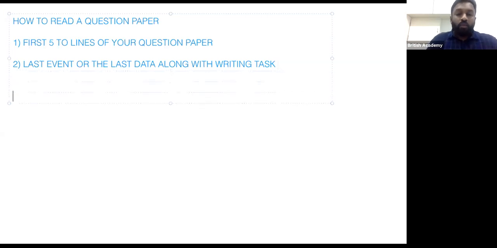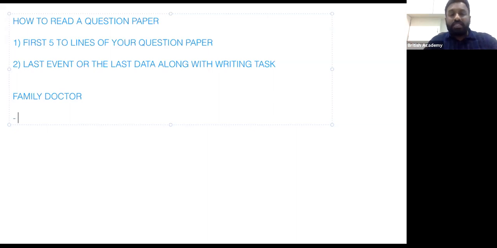Now, one more key piece of information I wish to discuss is when you're writing to a family doctor. Please understand, this is a key point. There may be multiple events, multiple dates given. You should not be scared by seeing a lot of dates together. Most people find it difficult when they see 10, 12 dates. They feel, how will I summarize this information? Keep yourself calm. Read the first 5 lines. Go to the last event. Read the task. Understand who your target reader is.